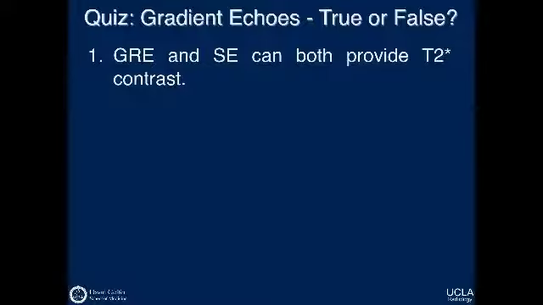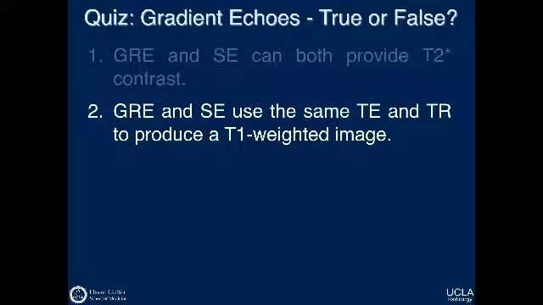Okay. Gradient echo and spin echo imaging can both provide T2 star contrast. True or false? False. Gradient echo imaging is T2 star. Spin echo is T2 in the simplest case. Gradient echo imaging and spin echo imaging use the same TE and the same TR to produce a T1 weighted image. False. So we still want a short TE and an intermediate TR, but the exact numbers that you use are pretty different between a gradient echo and a spin echo sequence.